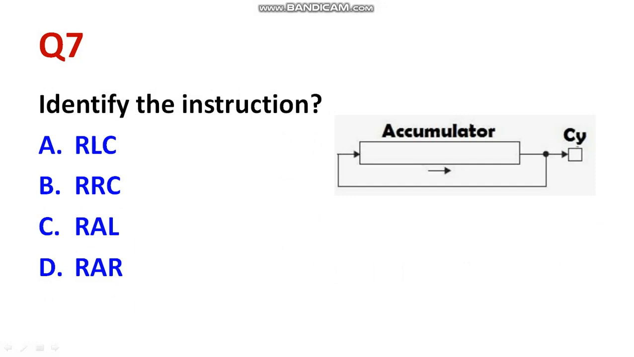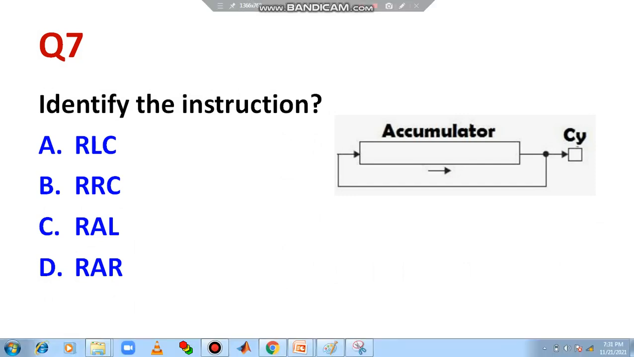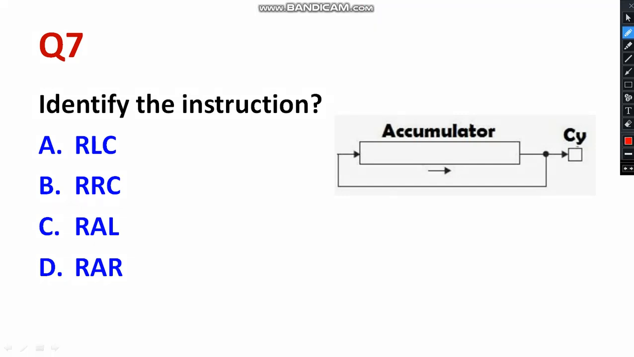Question number 7. Identify the instruction. Look at the flow here. What flow are you observing? See, rotate right with the carry, RRC. Please select option B. RRC is the right answer.